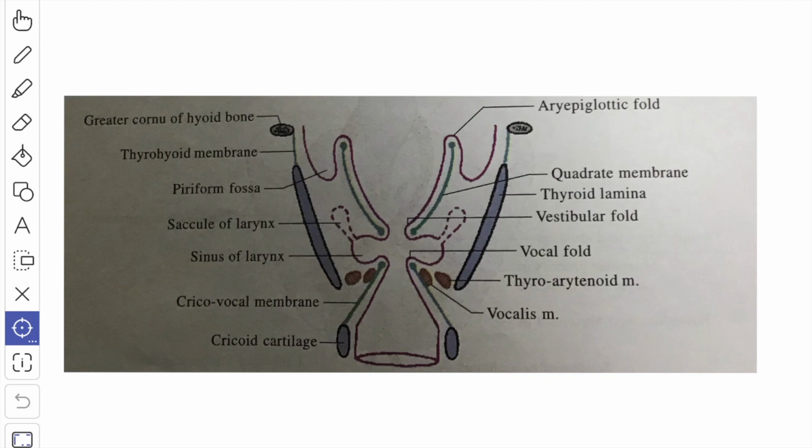Next we'll see about the Rima Glottidis. The Rima Glottidis is the narrowest anteroposterior cleft of the laryngeal cavity, and it is lined by non-keratinized stratified squamous epithelium and is devoid of submucous coat. The sagittal diameter of the glottis measures about 23 mm in adult males and 17 mm in adult females.